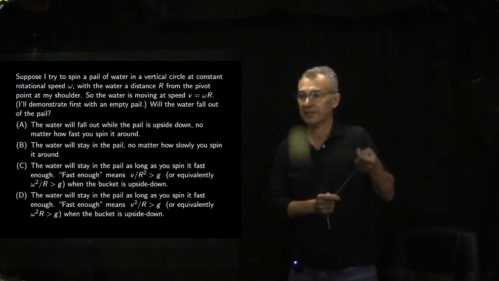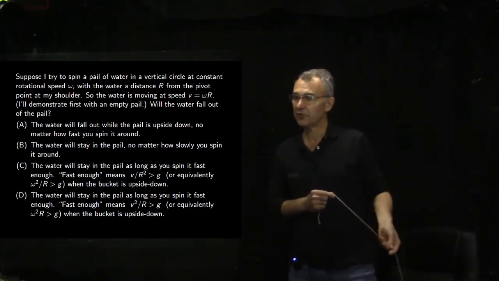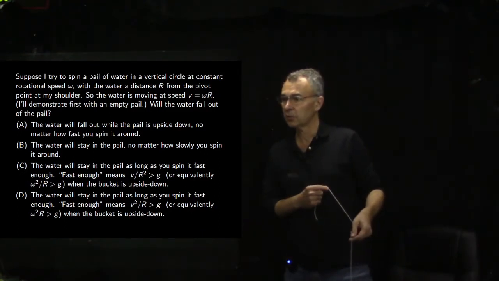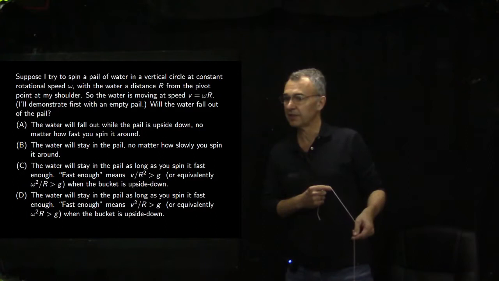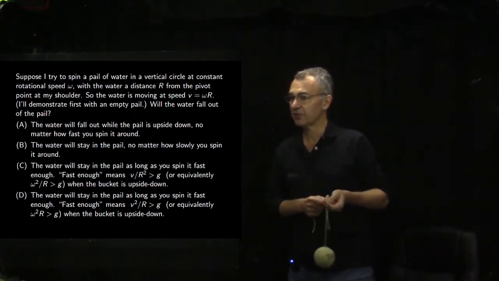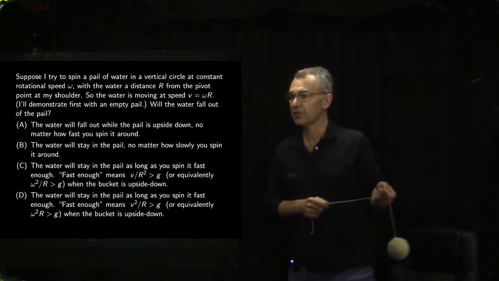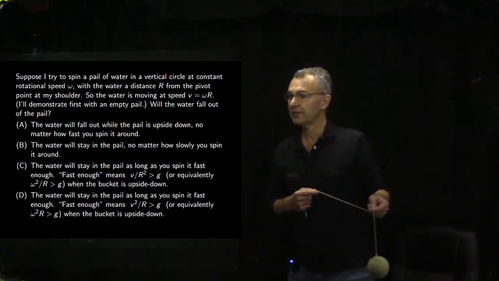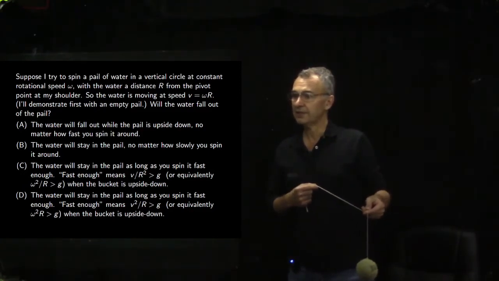Oh, let's think about that. The water will stay in the pail as long as you spin it fast enough. Fast enough means v squared over r bigger than g, or equivalently omega squared r bigger than g. Aha, when I read C, I knew there was something fishy. Right, so I think we could rule out C because C just has a math error in it on purpose. So I think I like D, delta.